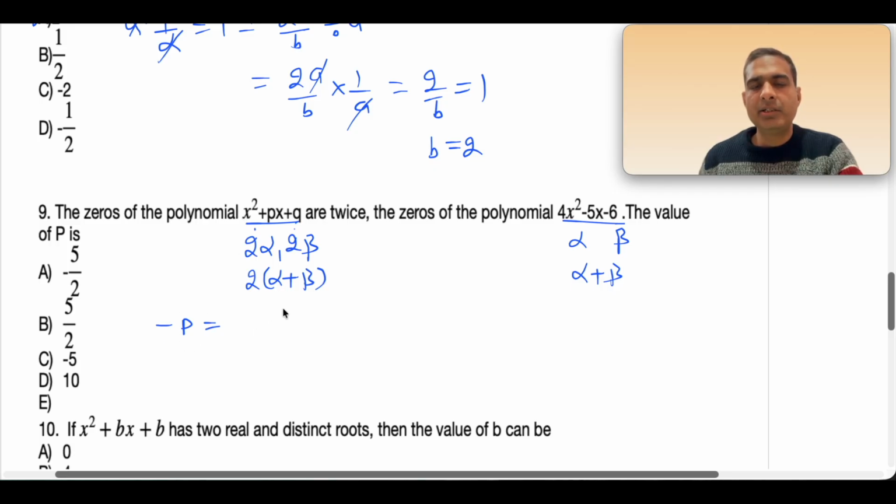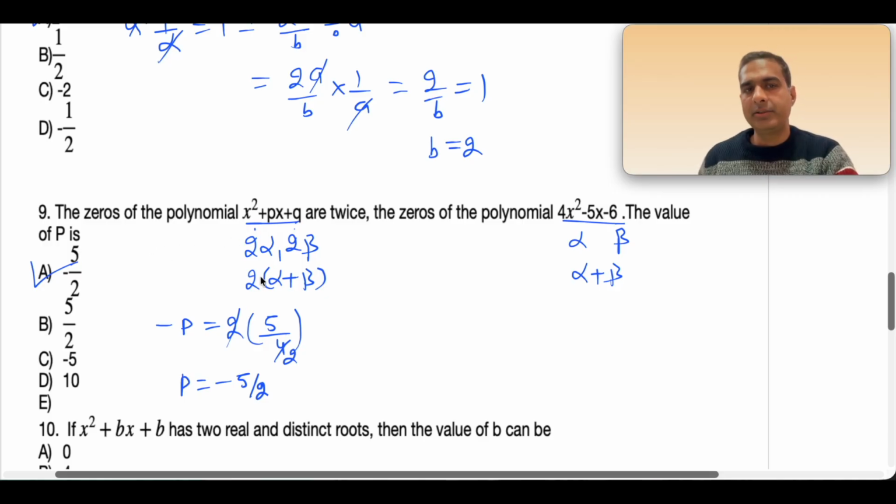So minus p will be equal to twice the sum of the roots of this equation, that is minus b, that is minus of minus 5, that is 5, by a, that is 4. So I can cancel 2 and 4. So minus p is 5 by 2. So p should be equal to minus 5 by 2. So our answer will be option A. The value of p is minus 5 by 2.